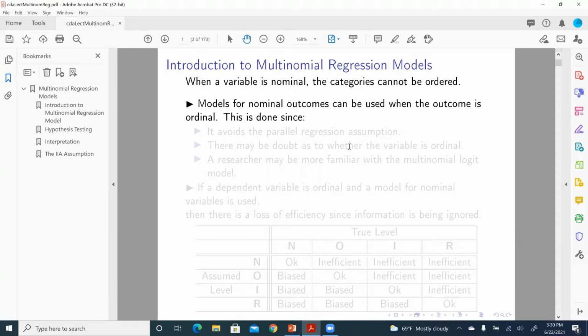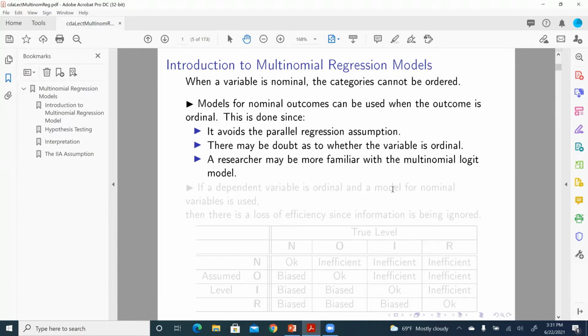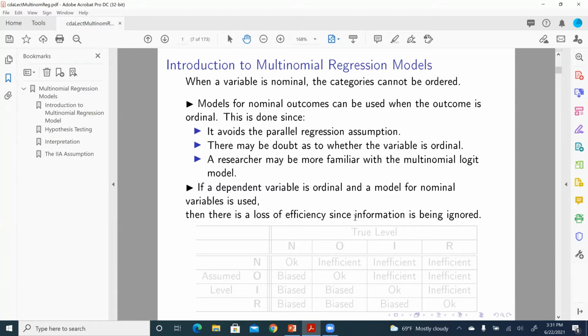Models for nominal outcomes can be used when the outcome is ordinal. This is done since it avoids the parallel regression assumption, sometimes called the parallel lines assumption or proportional odds assumption. And there may be doubt as to whether the variable is ordinal. Plus, a researcher might be more familiar with the multinomial logit model. If a dependent variable is ordinal and a model for a nominal variable is used, then there is a loss of efficiency since the information is being ignored.